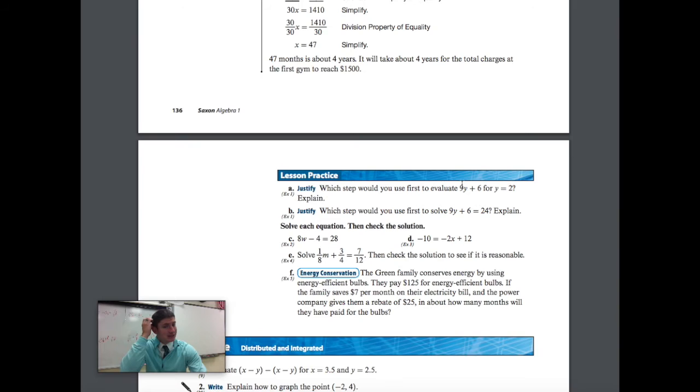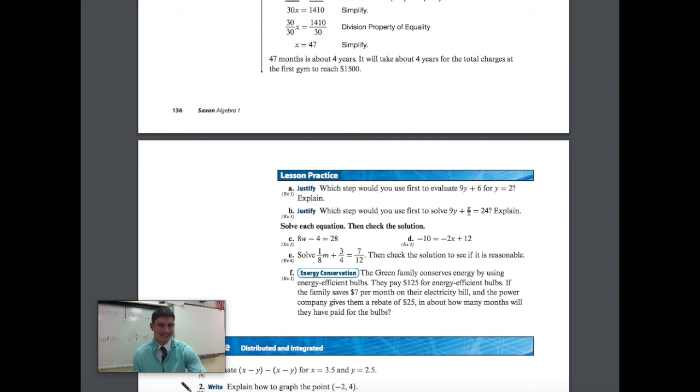But now in the next portion, in letter B, it says, which step would you use first to solve 9y plus 6 equals 24? You've got to think, well, I know my order of operations. What's the opposite of that order of operations when I'm solving a two-step equation? So you've got 9y plus 6 equals 24. You don't know what y equals in this case. You're going to do the subtraction portion first because that's the first step that comes when you're working a two-step equation, working in that reverse order.